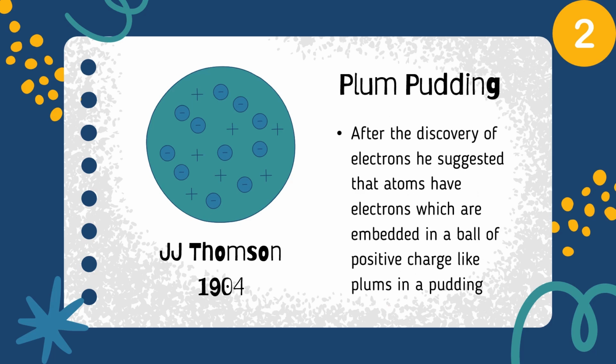After the discovery of electrons, he suggested that atoms have electrons which are embedded in a ball of positive charge like plums in a pudding. This whole atom is positively charged, and he told that electrons, which are the negatively charged particles, are present in this positive charge like plums are present in the pudding.